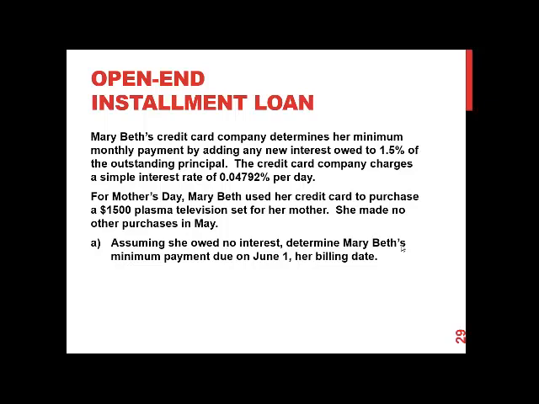Assuming she owed no interest, determine Mary Beth's minimum payment due on June 1st, her billing date. And to do so, we're going to take $1,500, which would be her balance, and we're going to take 1.5% of that, so it'd be times 0.015, and that gives us $22.50. So her minimum payment due is $22.50.